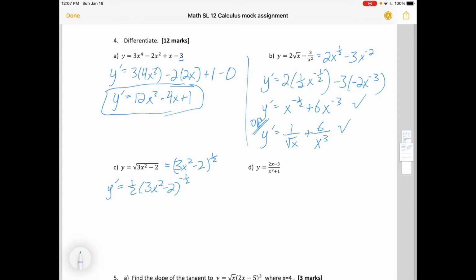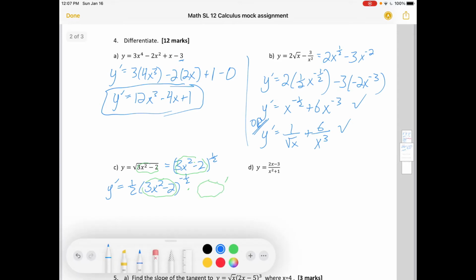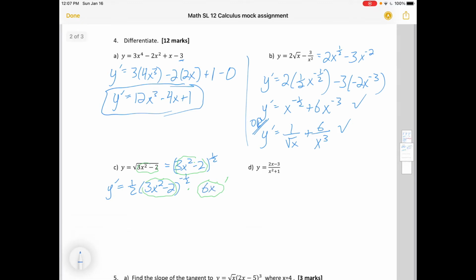This is a chain rule, right? It's not just x to the power of a half. It's a whole glob, or a whole inner expression. So that glob to the half is going to be half glob to the negative a half times the derivative of the glob. Okay. And the derivative of that inner part, 3x squared, would be 6x. We can put that half and the 6x together and get 3x. 3x minus 2 all to the negative a half. That's pretty. If you want to write it in radical form at the end, it would be this.